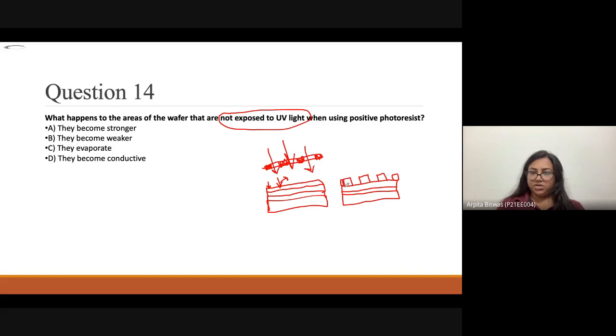This is the final structure after the development process. This is the positive photoresist. So the right option is option A. They become stronger, which is not exposed. From this figure you can see that which is not exposed will remain. It means it becomes stronger, and which is exposed is etched out, so it becomes weaker. So the right option is option A.